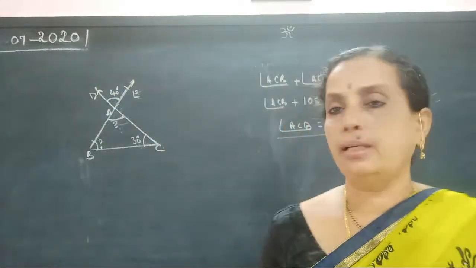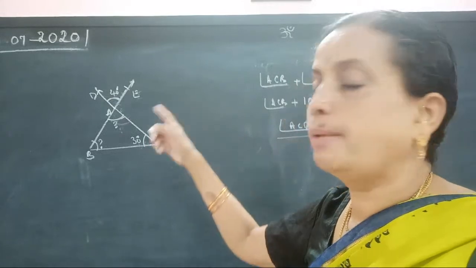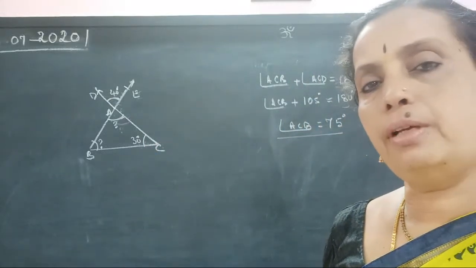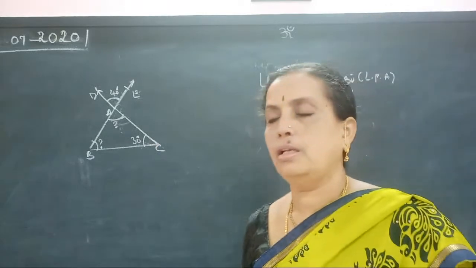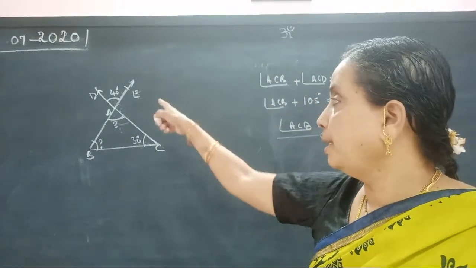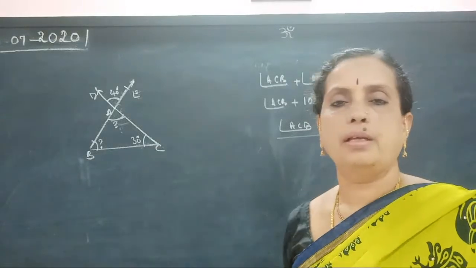I will name the angles: angle DAE and angle CAB. Are they equal? If they are equal, why are they equal? Give the answer. Angle DAE equals angle CAB.